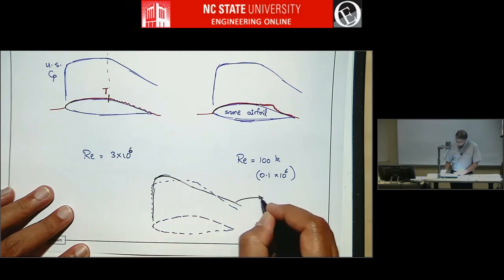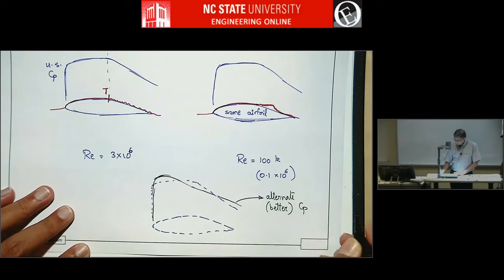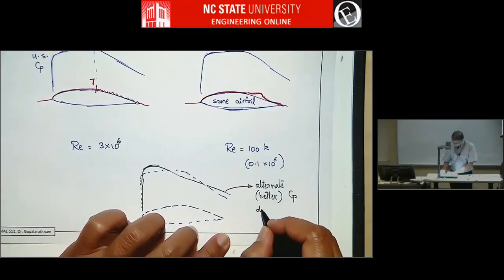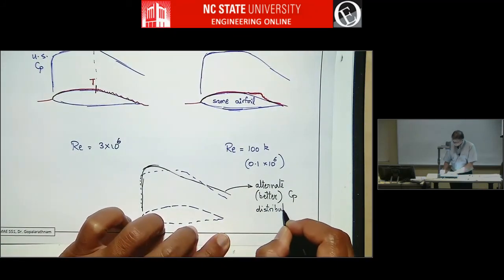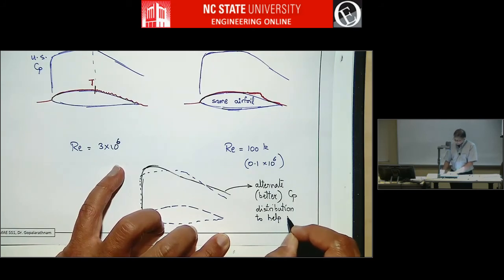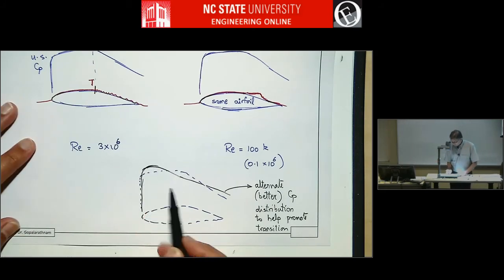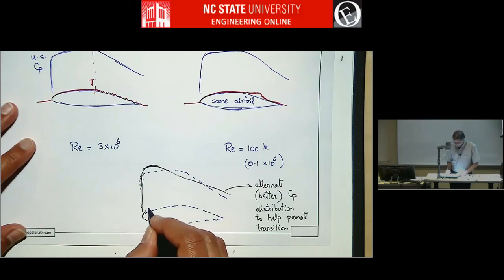So this is an alternate, better CP distribution to help promote transition. Because we know adverse pressure gradient helps promote transition. So you put an adverse pressure gradient from early on, and so this airfoil, maybe it'll look like this.